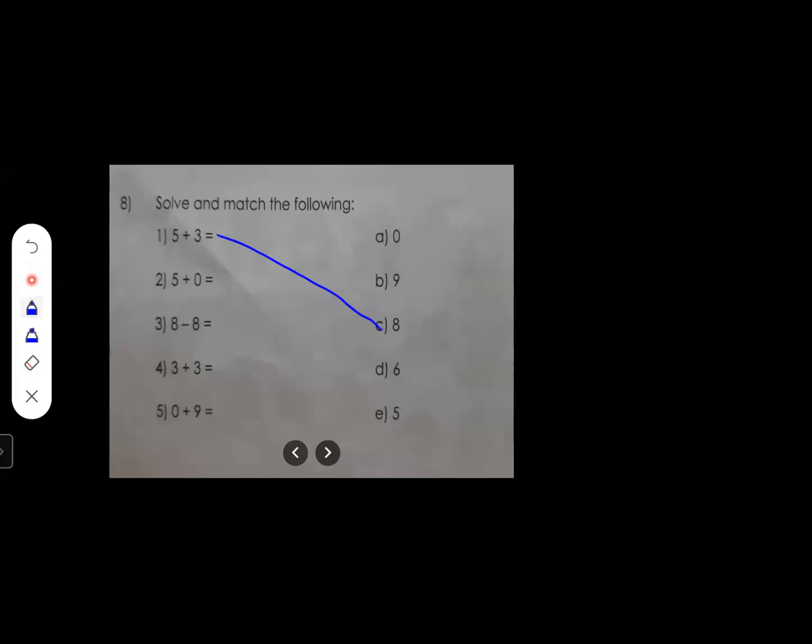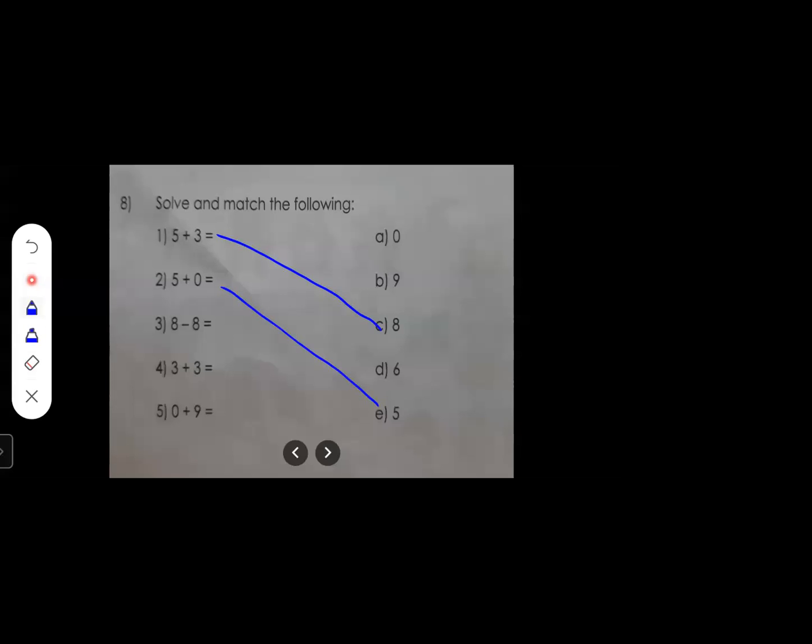Now next. 5 plus 0. What will be the answer? What I have told you, if you are adding or subtracting any number with 0, what answer will be coming? Same number, right? So 5 plus 0 is equal to 5. So where is the 5? Over here, see.